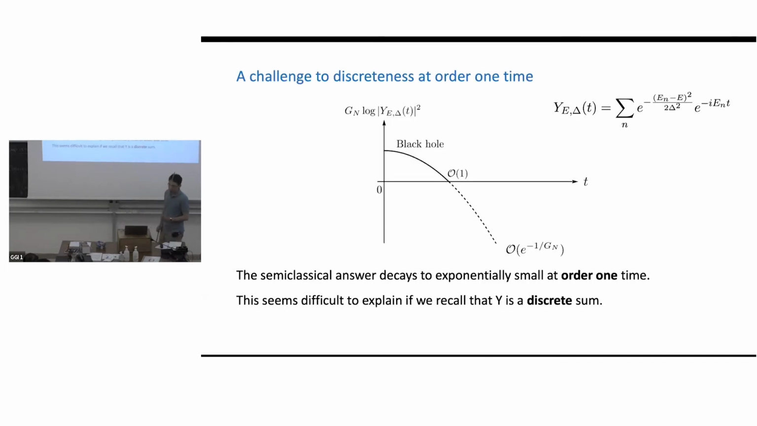Okay. So now I want to highlight that this is a challenge to discreteness at order 1 time. Why? Because the semi-classical answer that you get, for example, from the density of states of the black hole, decays to exponentially small at order 1 time. And this is very difficult. This will be very difficult to explain if we recall that y is actually a discrete sum. It's a discrete sum over exponentially many terms, and each term actually gives you an order 1 phase. So unless some miracle happens, and we don't expect the generic spectrum of a black hole to have such a miracle property, we don't expect the answer to really decay to exponentially small.